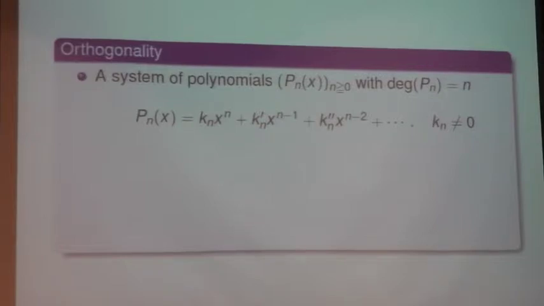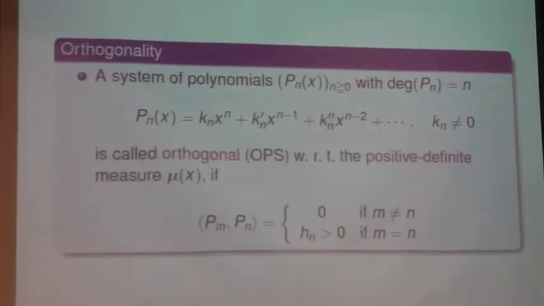Okay, now we will ask polynomials to be orthogonal. Actually, we will only consider the following case. A set of polynomials is given, an infinite sequence Pn, such that the degree of the nth polynomial Pn is exactly n. So this is what we assume. And therefore, you can write Pn of x is kn times x to the n plus kn prime times x to the n minus 1, etc. Kn is the highest coefficient and always is assumed to be non-zero.